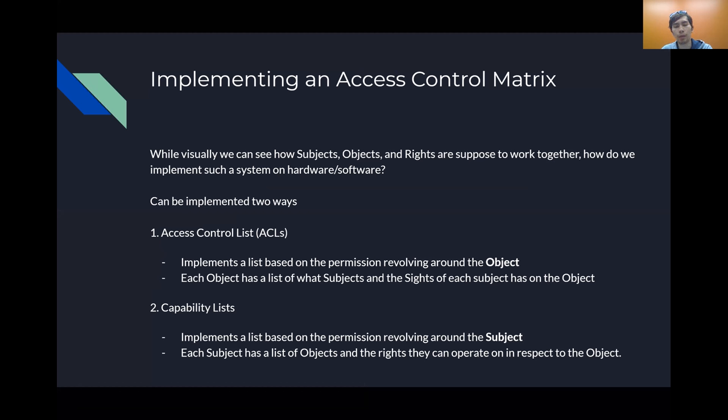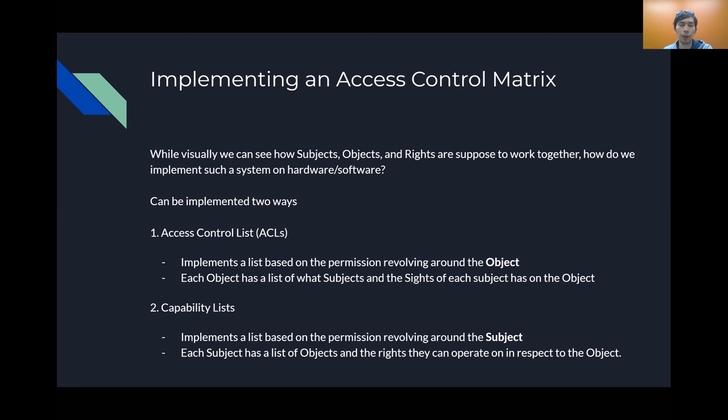However, when we try to implement such a matrix in hardware or software, there are typically two different ways we do that. Both are called access control lists and capability lists. Starting with access control lists, or ACL for short, an access control list implements a list based on permissions revolving around the object. Usually this is a column structure where the header of the column is the object itself, and the object then lists who has access to it. For example, if there's a sensitive file on your computer system and your system has a multitude of users, in this style of access control list, the object has a list of all the users that can access the object.